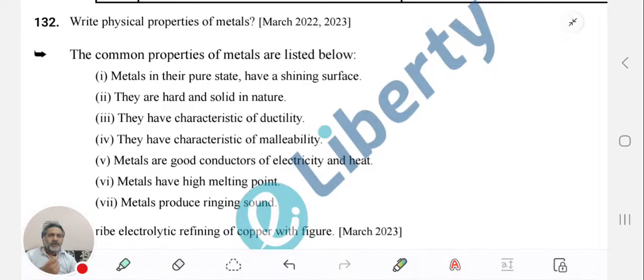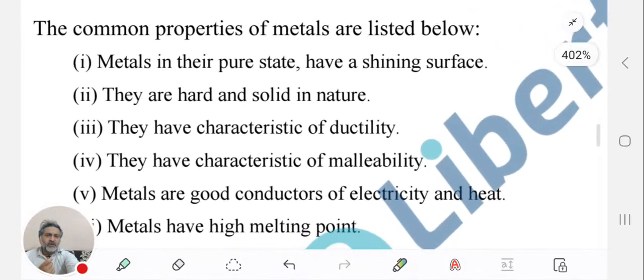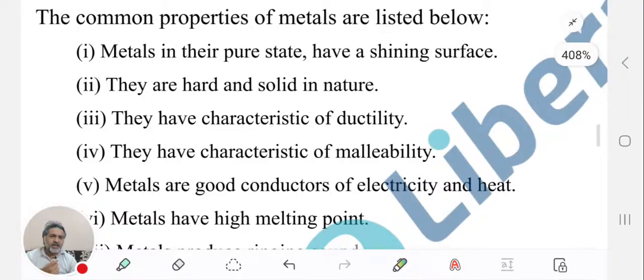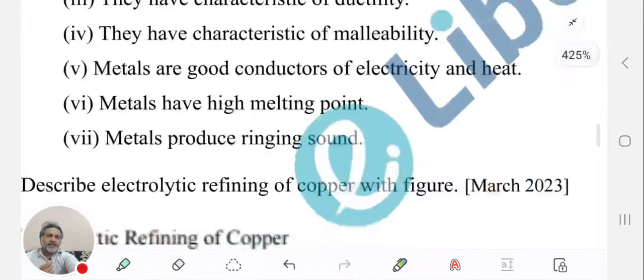The common properties of metals are listed below. First, metals in their pure state have a shining surface. Second, they are hard and solid in nature. Third, they have the characteristic of ductility. Fourth, they have the characteristic of malleability.